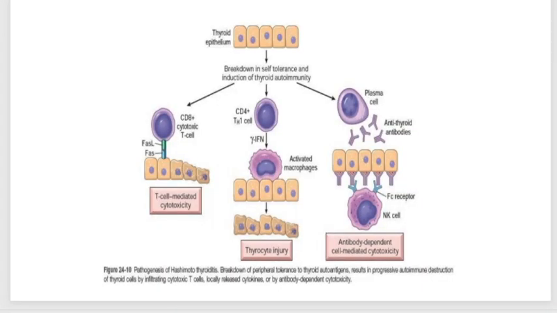So here's a look at the pathophysiology. We have that thyroid epithelium, so we have those follicular cells. We have a CD8 cytotoxic T cell, and it basically induces T cell mediated cytotoxicity. You can see here the CD4 T helper 1 cell. We get activated macrophages, and we end up with thyrocyte injury. Here we have the plasma cell and the antithyroid antibodies. They are going to work on the natural killer cells, and we get antibody-dependent cell-mediated cytotoxicity.